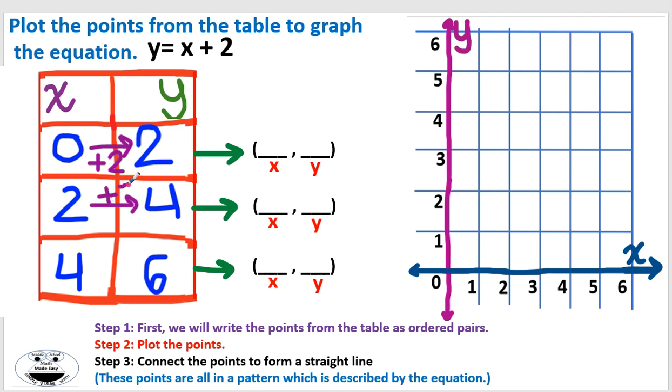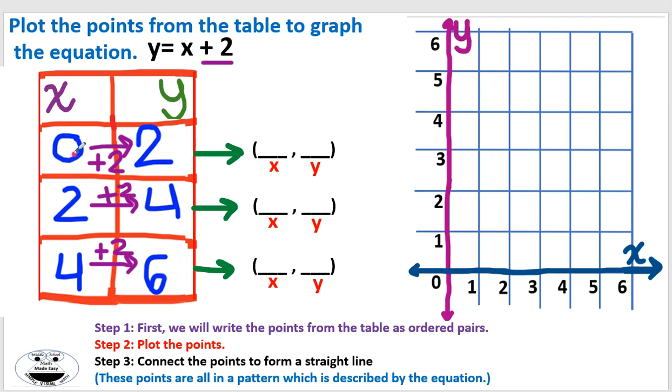Remember, the equation is like our recipe. It tells us what operation or operations to do, and we have to follow it. So we put x in, think of an in-out machine. I put the x in, 4, and I do the plus 2. 4 plus 2 is 6.